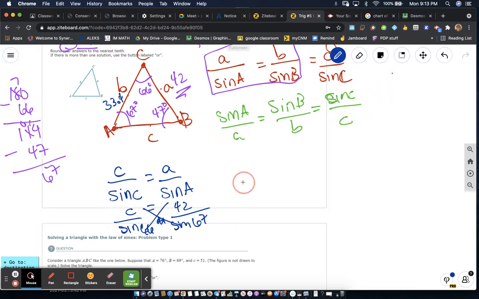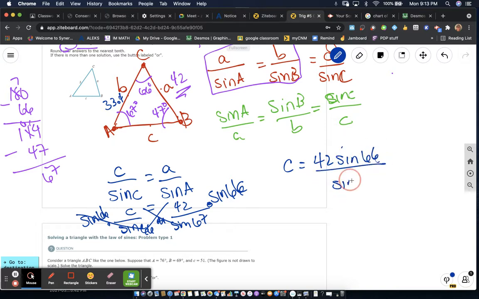So I can go C, you may not want to do this actually. Maybe not cross multiply. Maybe just multiply by sine of 66. It's a little easier, honestly. You're welcome to cross multiply and then solve, but you end up dividing more. So C is equal to 42 sine 66 over sine 67. And then you would plug that into the calculator.